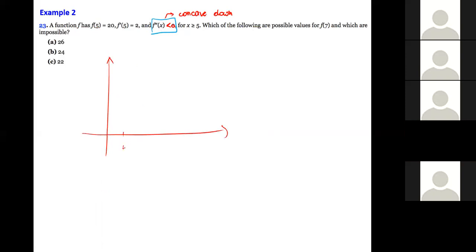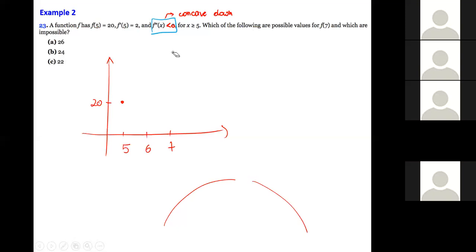I don't know if I can keep my labels. 5, the value for 5 is 20. Now, 6, 7, I'm looking for 7. I definitely know that the function is concave down. But we can have concave down increasing or we can have decreasing. That means I don't know if the function is like that or if the function is decreasing or increasing.